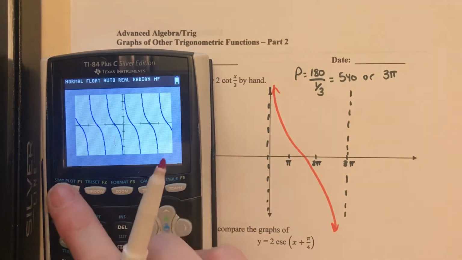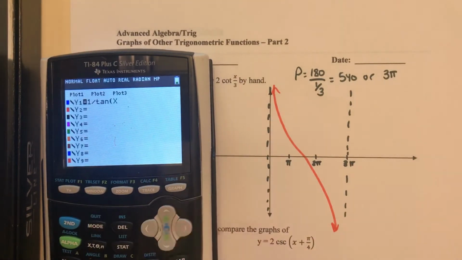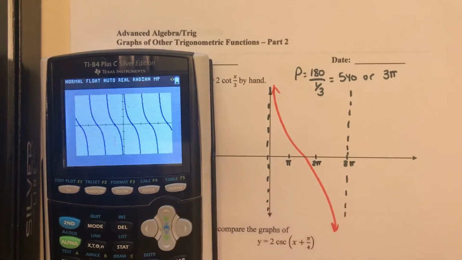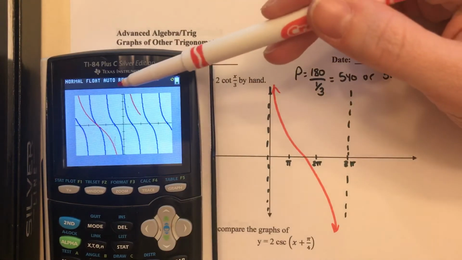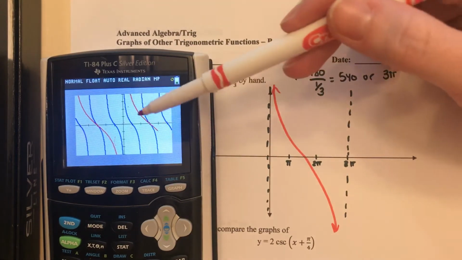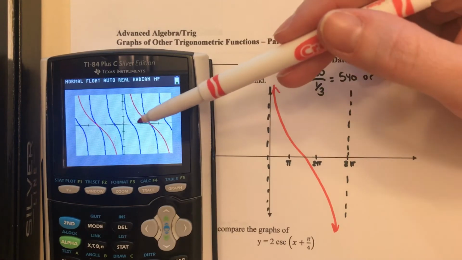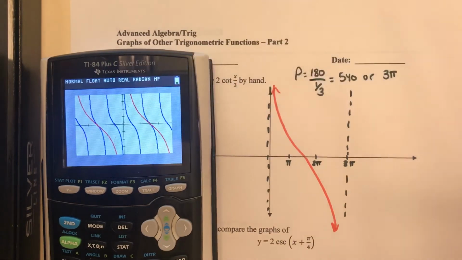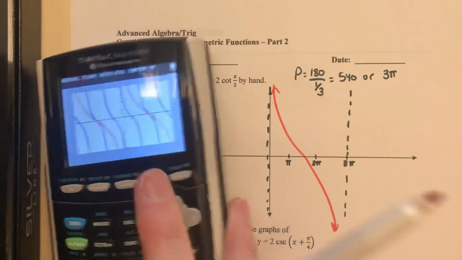If I want to check my work, I'm going to go to y equals, and type in 2 cotangent. So that would be 2 divided by tangent of x over 3. You can see these are going to be a lot bigger, but we're really looking at the next one. That's the one we're interested in. Yep, and it goes from 0 to, these are increments of 90, so 3 pi.